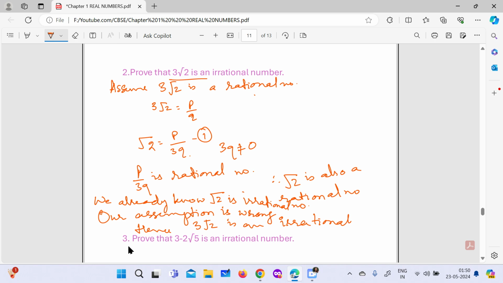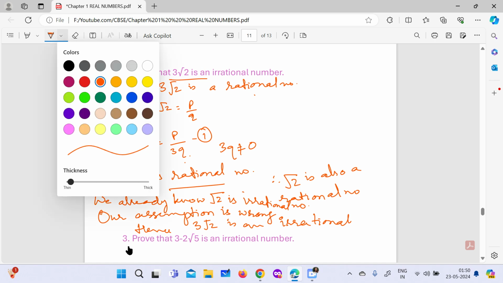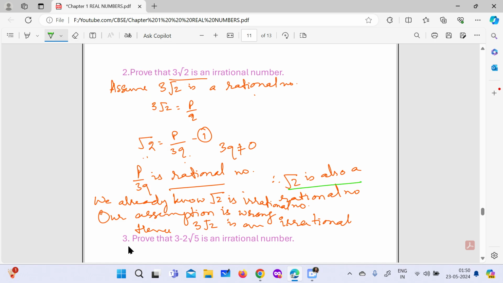So when we are equating it like this, root 2 is equal to p over 3q, that means p over 3q is a rational number because of our assumption. That will prove that root 2 is also a rational number, right? But we already know the fact that root 2 is not a rational number.